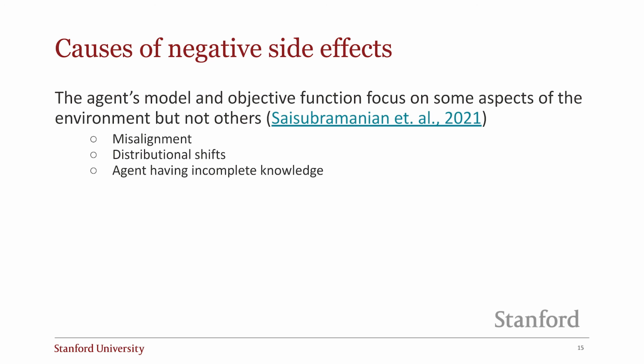Negative side effects occur because the agent's model and objective function focus on some aspects of the environment over others. This can happen either because of misalignment, distributional shifts, or the agent having incomplete knowledge. Misaligned systems are more likely to produce negative side effects because they are not aligned with users' intentions and goals. However, negative side effects can occur even in contexts where the agent optimizes values that align with users' objectives. For example, if an AI system is deployed in an environment that is different from the one it was tested in and does not have enough information about how to respond to a new scenario, negative side effects may occur.